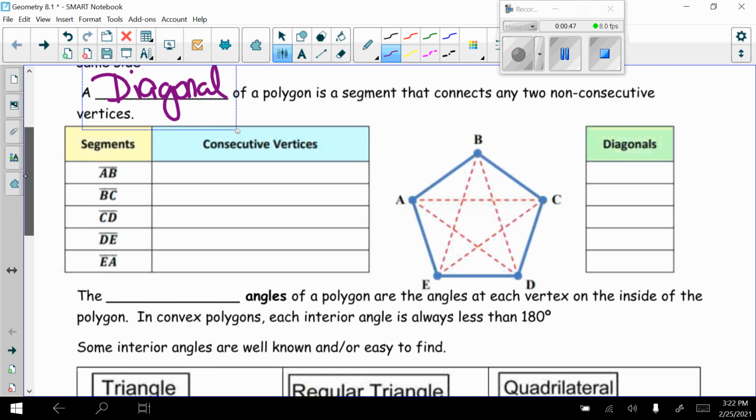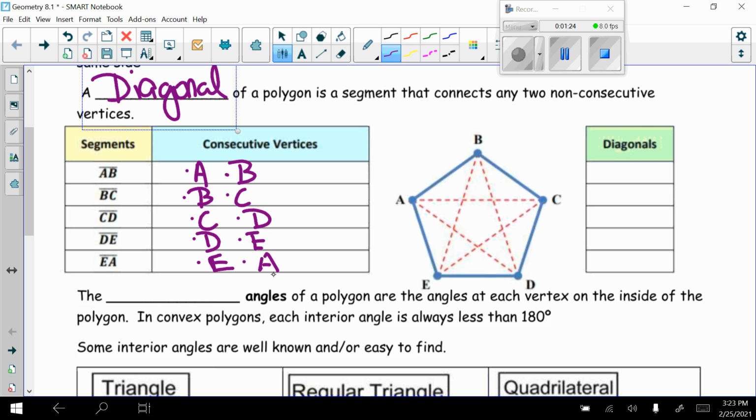So in this picture here, we're going to label our consecutive vertices and our diagonals. They tell me that the segments are AB, BC, CD, DE, and EA. So the consecutive vertices of segment AB would be point A and point B. Of BC would be point B and point C. CD would be point C and point D. Segment DE consecutive vertices would be point D and point E. And consecutive vertices of EA would be point E and point A.